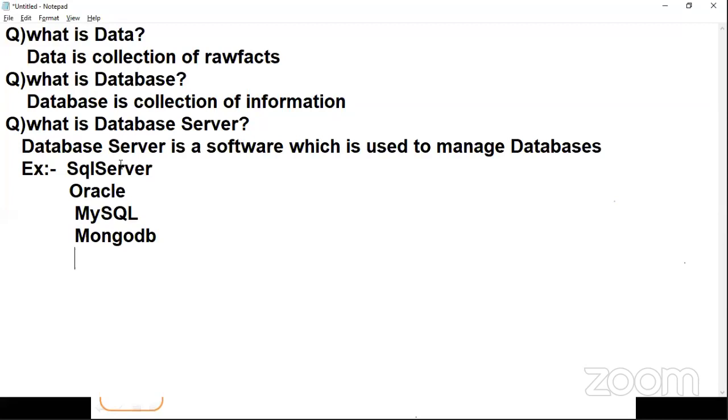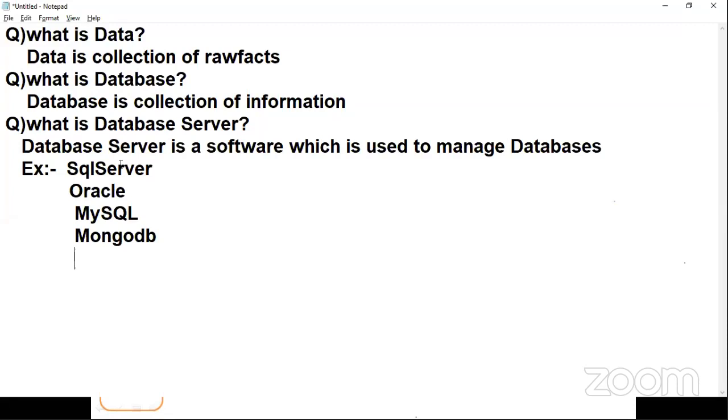Did you understand? Oracle is also a software. SQL Server is a software. MySQL is a software. These all are different types of database softwares.